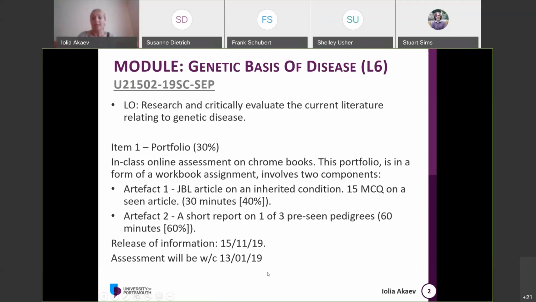The assessment was in class, set up on Chromebooks. The students had to come in class, and they all had to log in, and we set up the Chromebooks in 2 parts. The students had a link, and they were able to choose which part they wanted to do first, the MCQs or the short essay questions. But once they entered that part, the timer started, so they were not able to switch between these 2 parts. They had to complete the first, submit, and go to the next one.